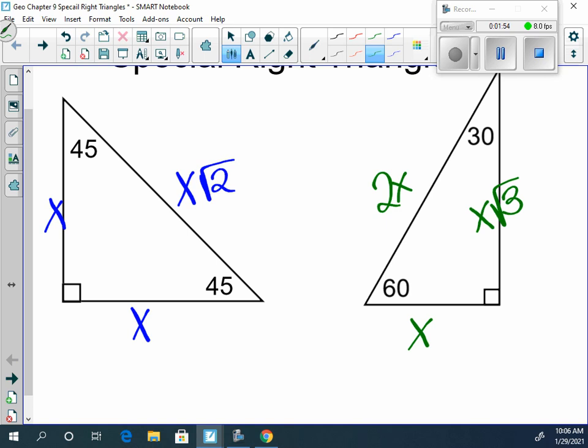Now, if we're given the shortest side, we'll multiply it by 2 to get the hypotenuse, and multiply it by the square root of 3 to get the side opposite 60. Well, if I'm given the hypotenuse on a 30, 60, 90, I can divide it by 2 to get the side opposite 30, and then multiply that by the square root of 3 to get the other side. If I'm given the side opposite 60, well, we divide it by the square root of 3 to get the side opposite 30, and then multiply it by 2 to get the hypotenuse.